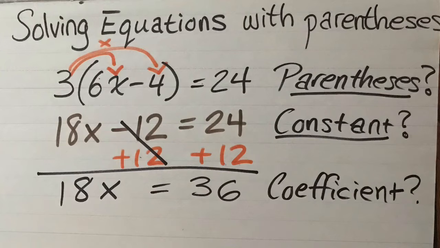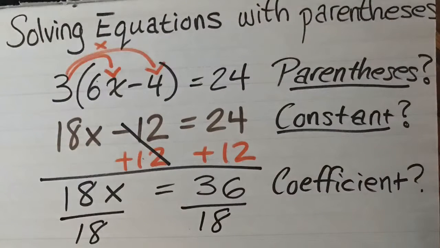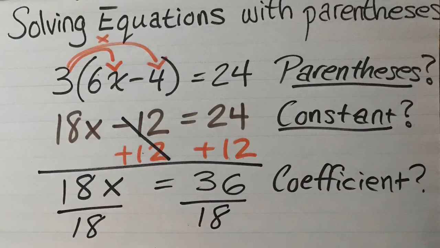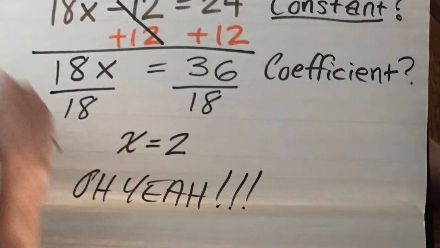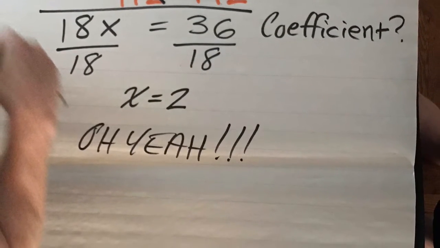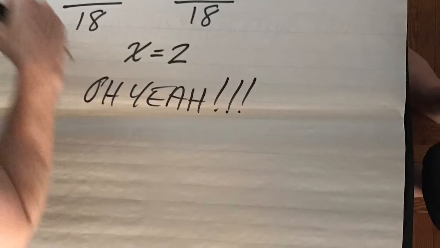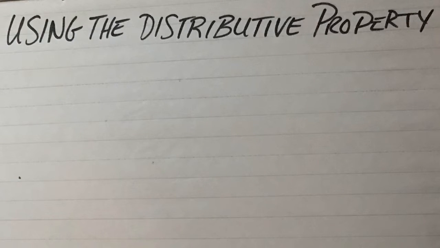Then we get to use Donald's favorite step. Divide by coefficient both sides. What do we wind up with? 36 divided by 18. I don't know. X equals 2? Oh yeah. And that's the end of our first one. Let's go to one more.